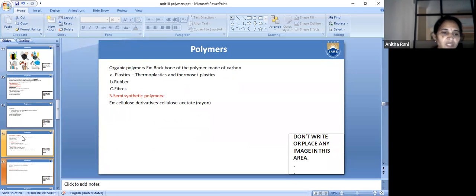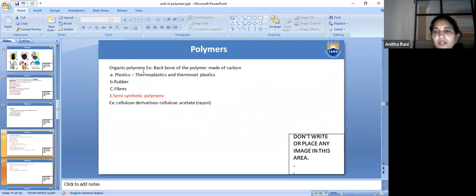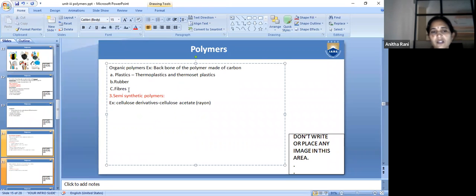In this module, we will discuss only organic polymers, not inorganic or elemental organic polymers, that is, polymers whose backbone is made up of carbon. We will discuss plastics, thermoplastic and thermosetting plastics, rubbers, natural rubber and synthetic rubber, and fibers like nylon 66.